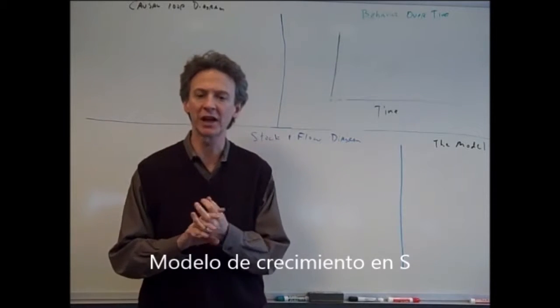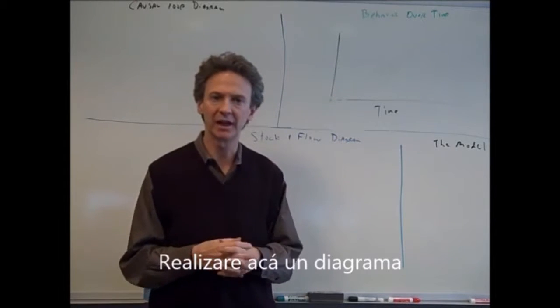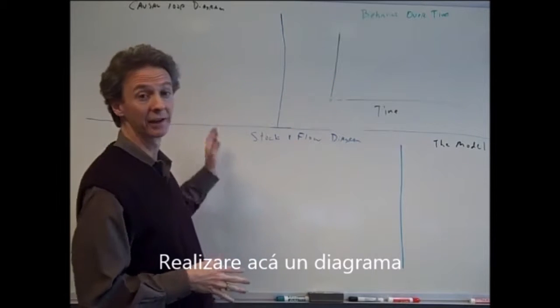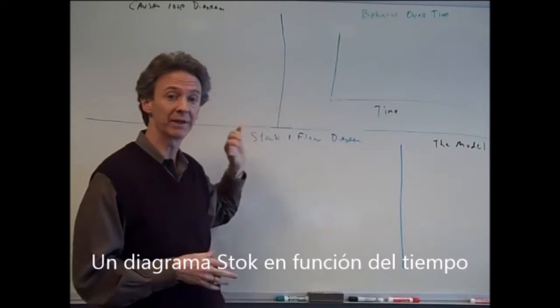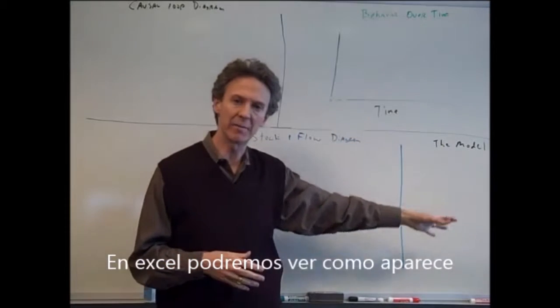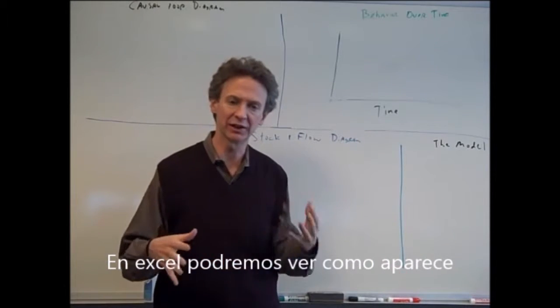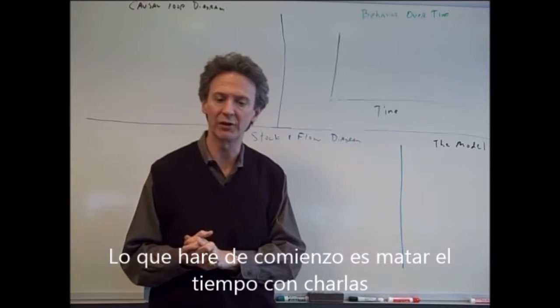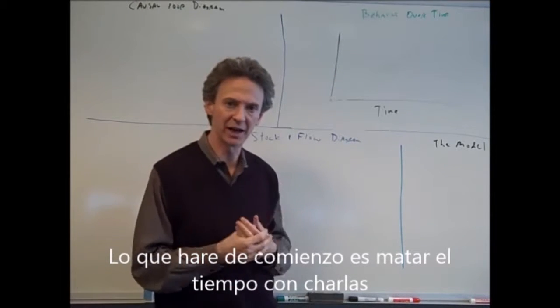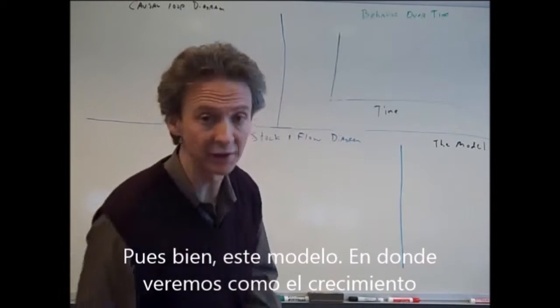Hello everyone. Today we're going to talk about growth, and we're going to go through our usual 4 things of causal loop diagrams, behavior over time diagram, stock and flow diagram, and then model it in Excel and see what it looks like. And what I wanted to do though is start with the behavior over time diagram and just talk about what we usually think of as growth.